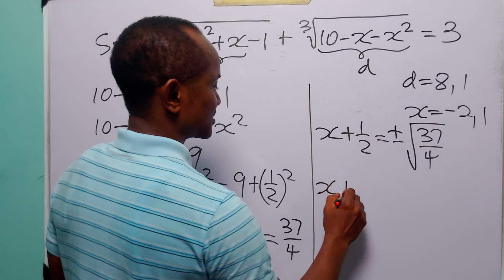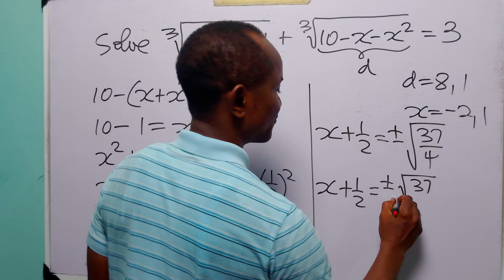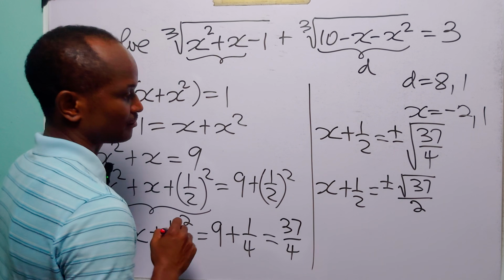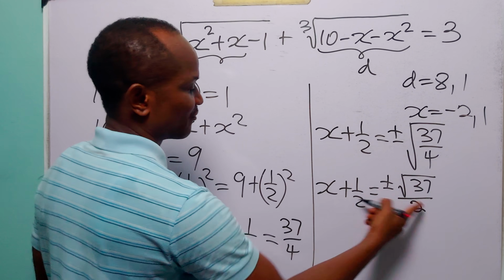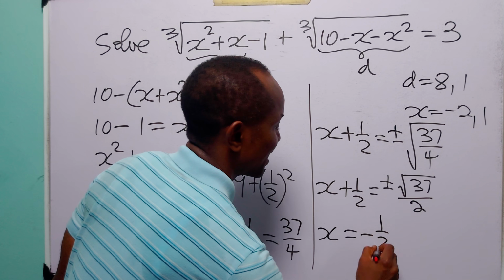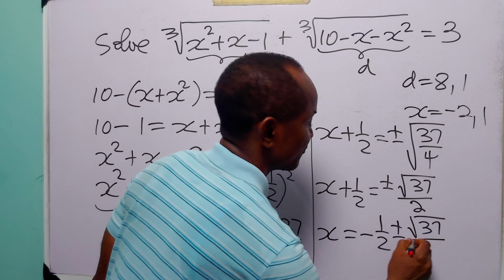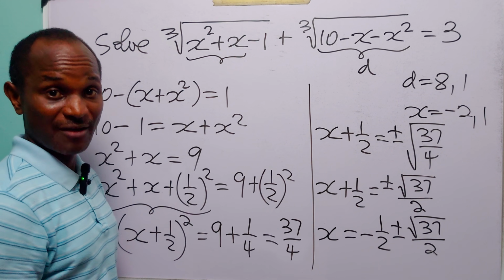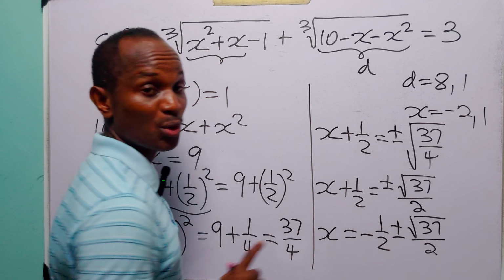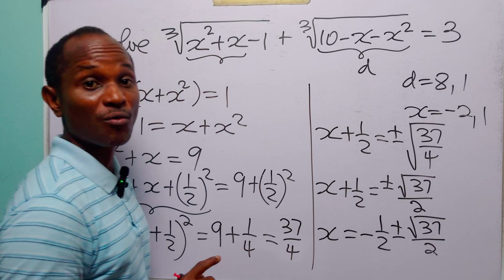Now, we have that x plus half is equal to plus or minus the square root of 37 divided by the square root of 4, which is equal to 2. And of course, when we subtract half from both sides of this equation, we have that x is equal to minus half plus or minus the square root of 37/2. So now we have two more values of x, minus half plus root 37/2 and minus half minus root 37/2.